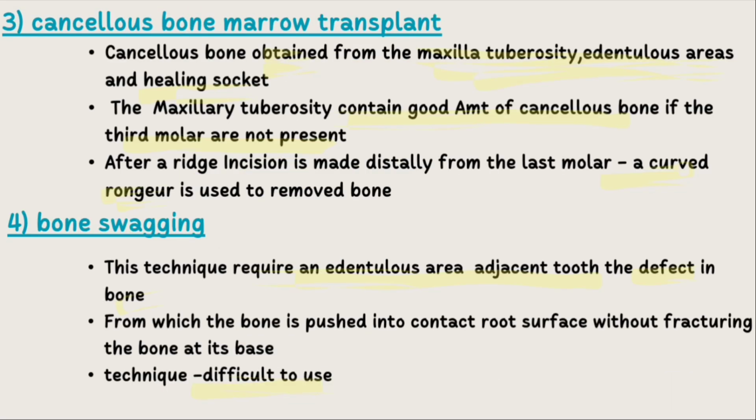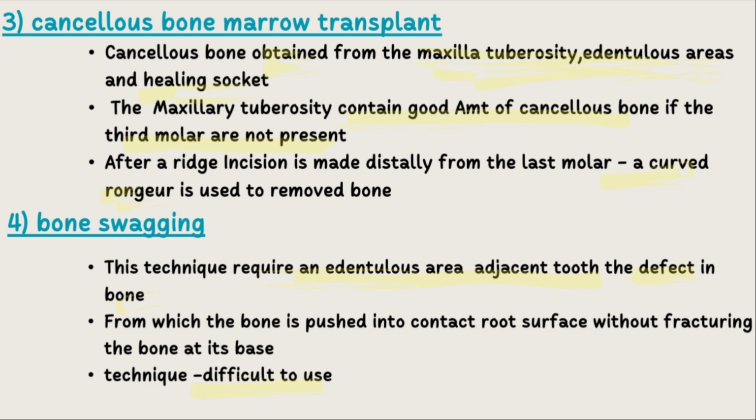Cancellous bone marrow transplant. The cancellous bone is obtained from the maxillary tuberosity, edentulous area and the healing socket. The maxillary tuberosity contains a good amount of cancellous bone if the third molars are not present. After a ridge incision is made distally from the last molar, a curved rongeur is used to remove the bone. It is used for defects because cancellous bone contains rich marrow and good blood supply.